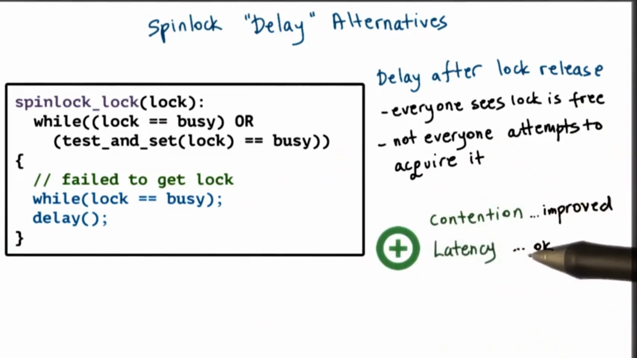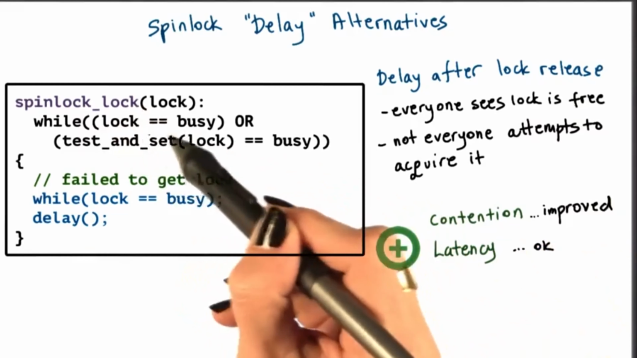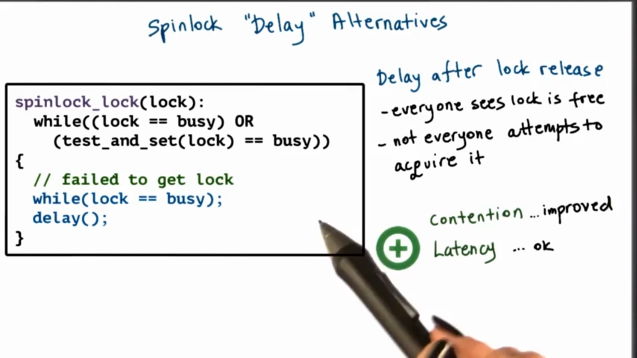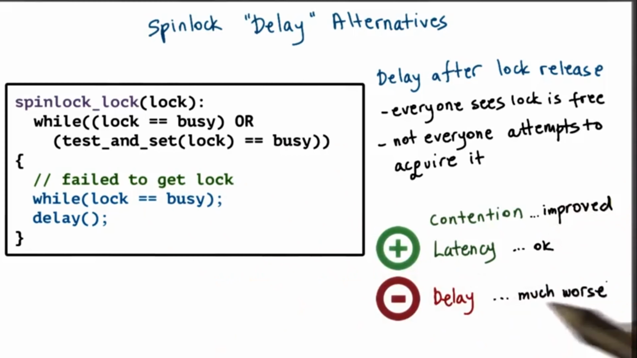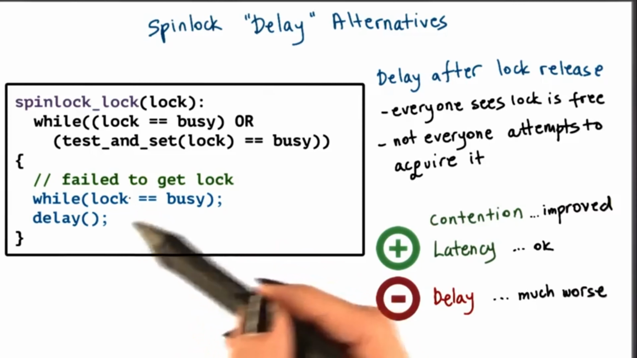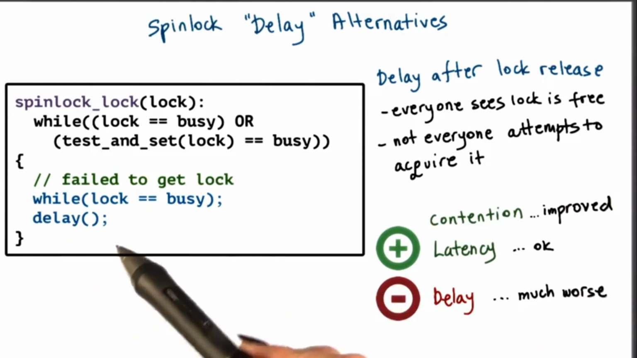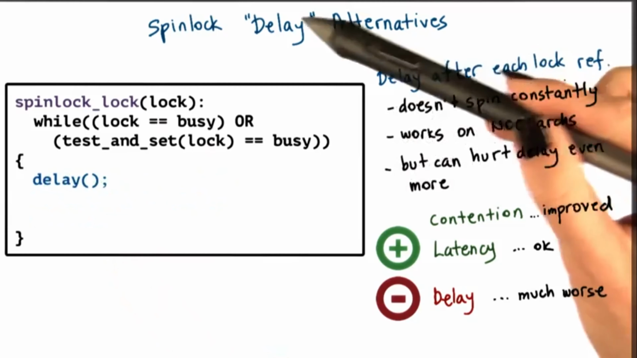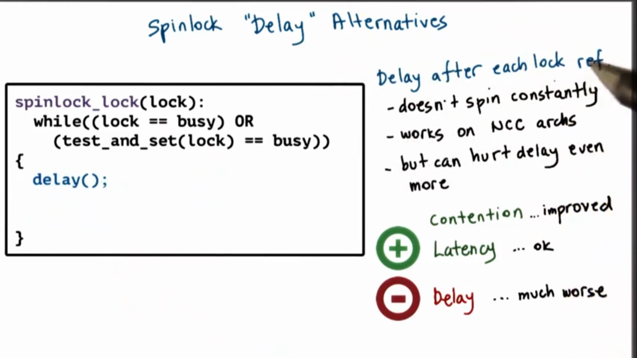From a latency perspective, this spin lock is still okay. Yes, we do have to perform one memory reference to get the lock first into the cache and then perform the atomic instruction, but that's similar to what we saw with the test and set. From a delay perspective, clearly this lock will be much worse because once the lock is freed, then we have to delay for some amount of time, and if there is no contention for the lock, then that delay is just wasted time.